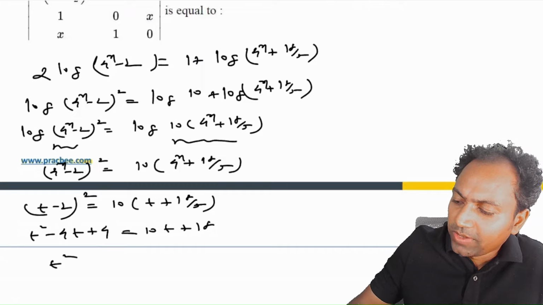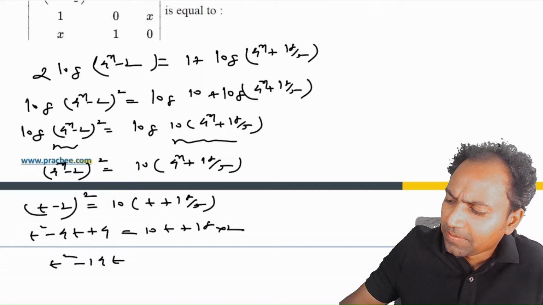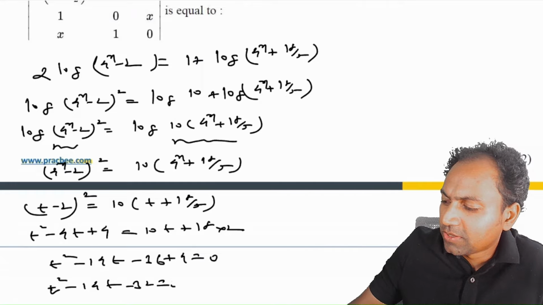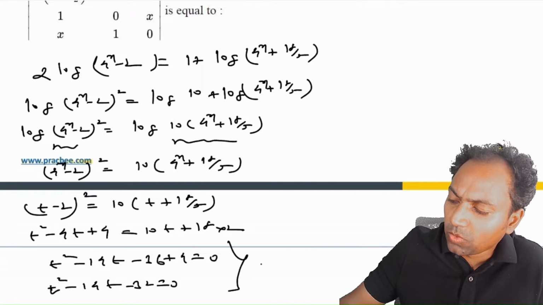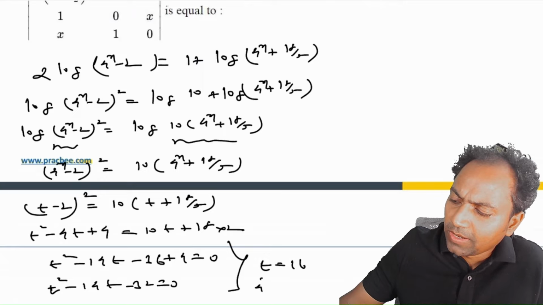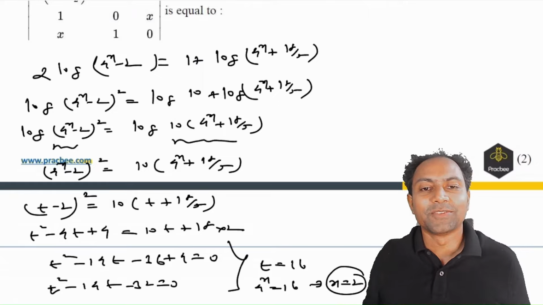And you get a quadratic equation t square minus 14t minus 36 plus 4 equal to 0, or t square minus 14t minus 32 equal to 0. So from here, the valid value of t that you get is nothing but 16. And 4 raised to the power x is equal to 16. That means x will be equal to 2. All right. So we have solved this.